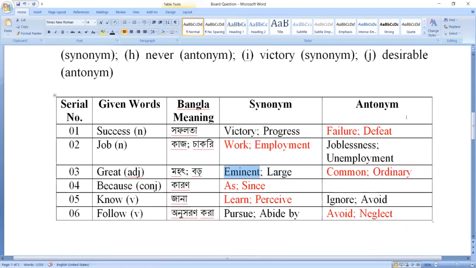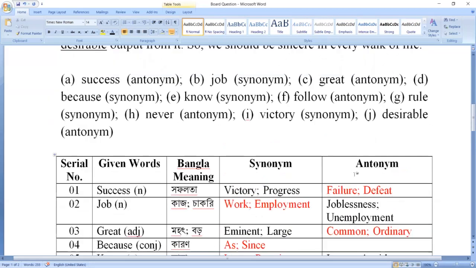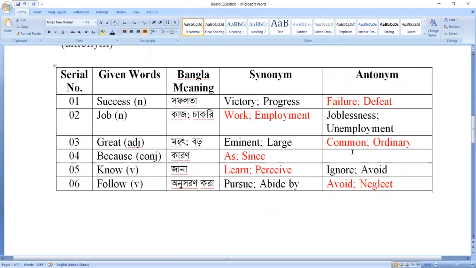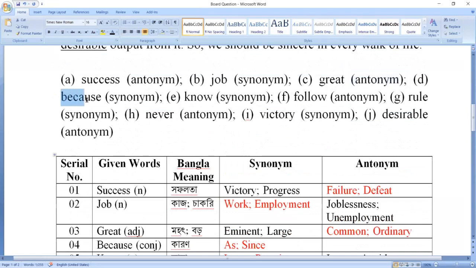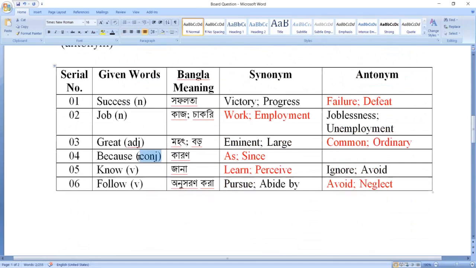Okay, and the antonyms are common and ordinary. Those who are not famous are called common or ordinary. So as we have been asked to write the antonym, we will write either common or ordinary. Then because, you have been asked to write down the synonym of the word because, and because here is a conjunction, and the synonyms of because are as or since.